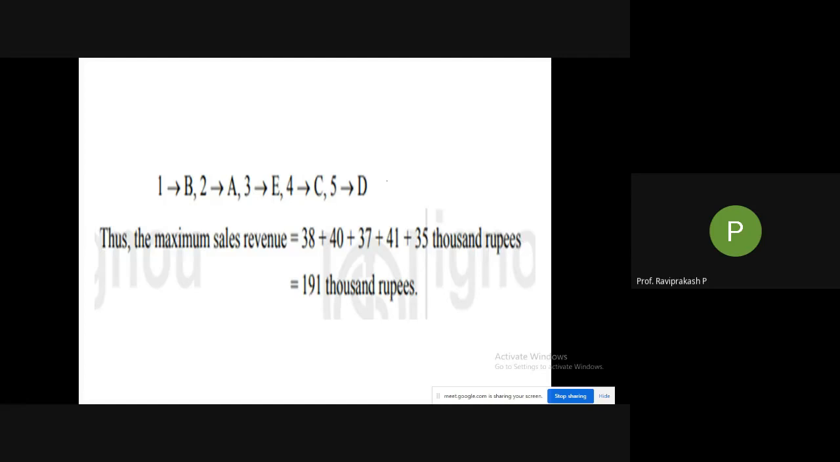So this is the answer. If you see, I'm getting 191, 1B, 2A, 3E, 4C, and 5D. This is what you will get. So can you solve it?